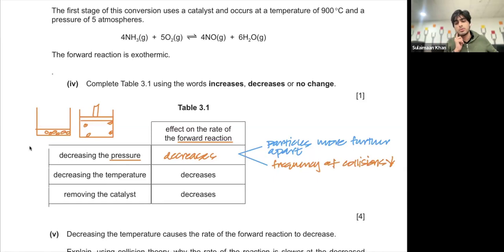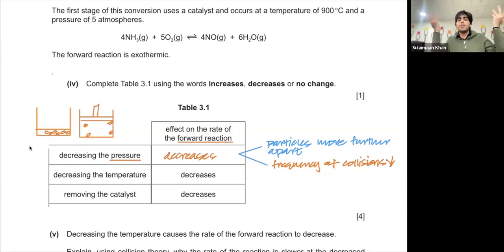Ramin, this is what you need to be very careful of. I have never used the words no more effective collisions or no more frequent collisions. There'll still be frequent collisions, but it won't be as frequent as it was before. That's why the rate is decreasing. This is such a fine line, kiddo. You have to be very careful. If you write no more frequent collisions, 0 marks, because the examiner is going to say, what the hell, man? It's not no more, it just reduces.